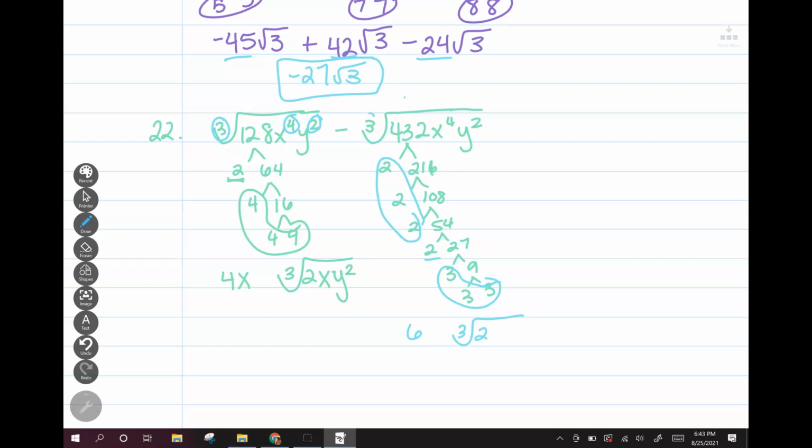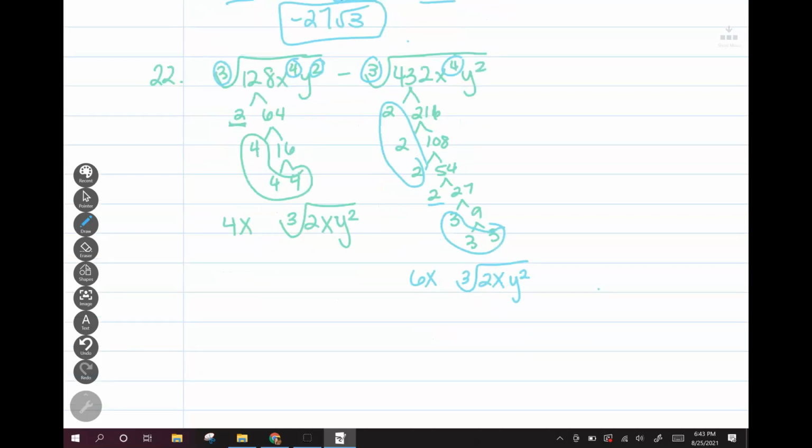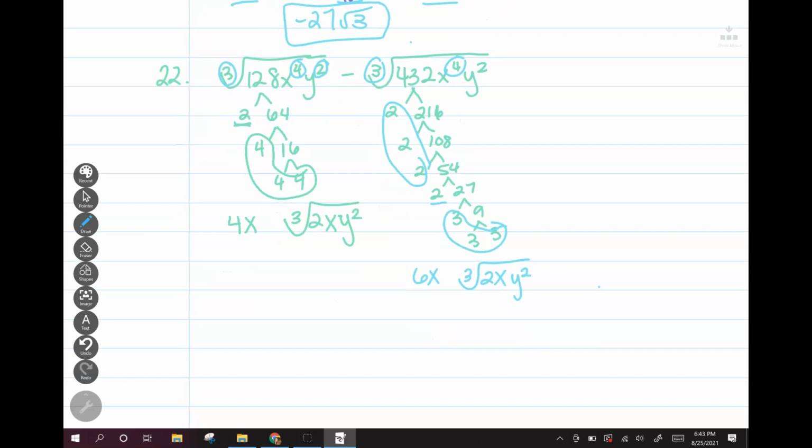3 goes into 4 one time with 1 left over. 3 does not go into 2, so it's just going to stay y squared. Okay, now we want to combine like terms. We're looking at these 2 terms that we have here. Don't forget there was a minus in front of this. Okay, I'm going to go ahead and just rewrite this next to the other one. 4x cube root 2xy squared, and then we have a minus 6x.